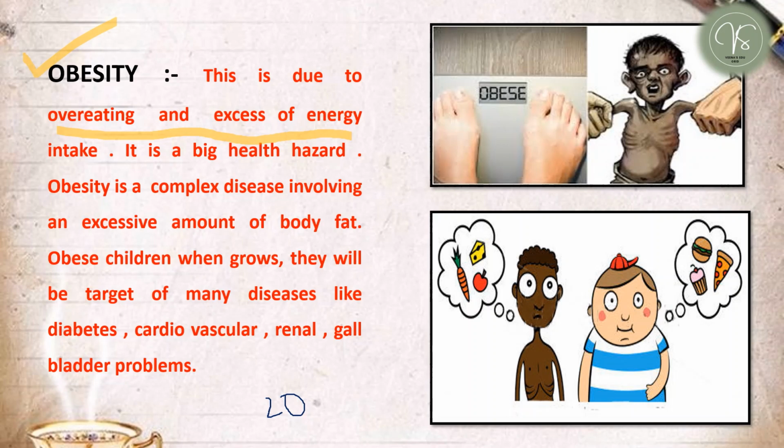It also occurs due to overeating and less physical activity. That means the energy that is generated and the energy spent are not equal, and this is a big health hazard. Obese children, when they grow up, will be targeted by many diseases like diabetes, cardiovascular disease, renal disease, and gallbladder problems.